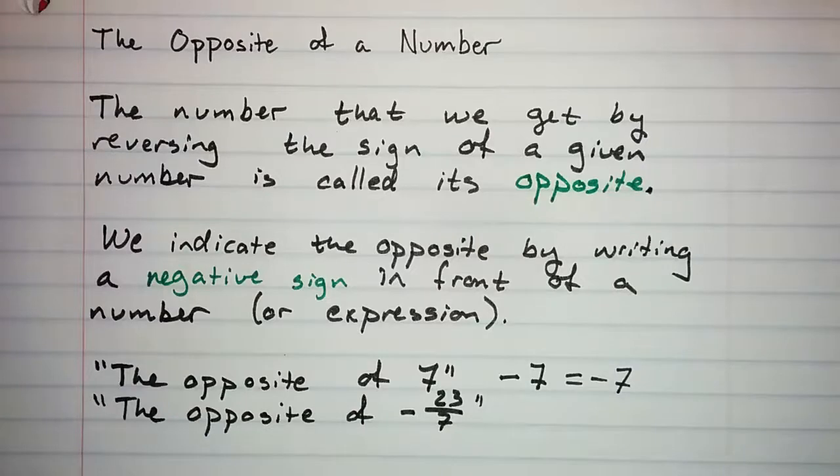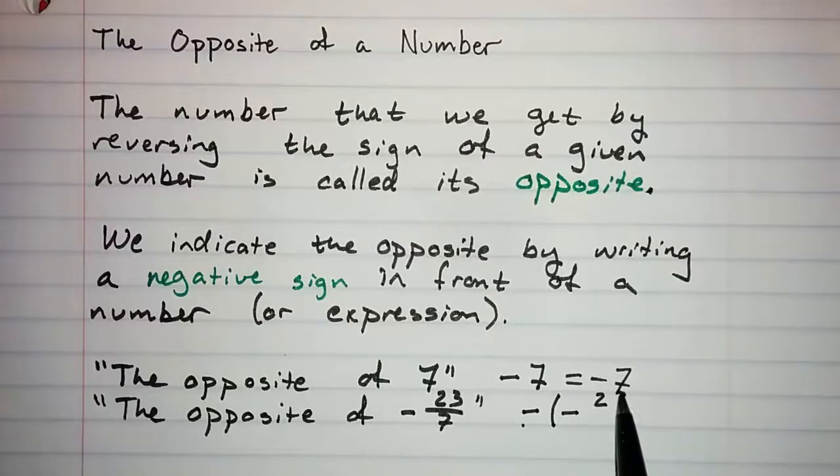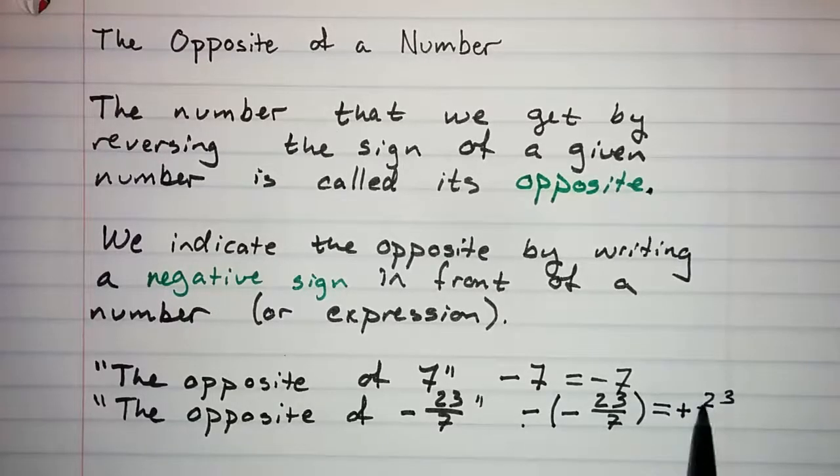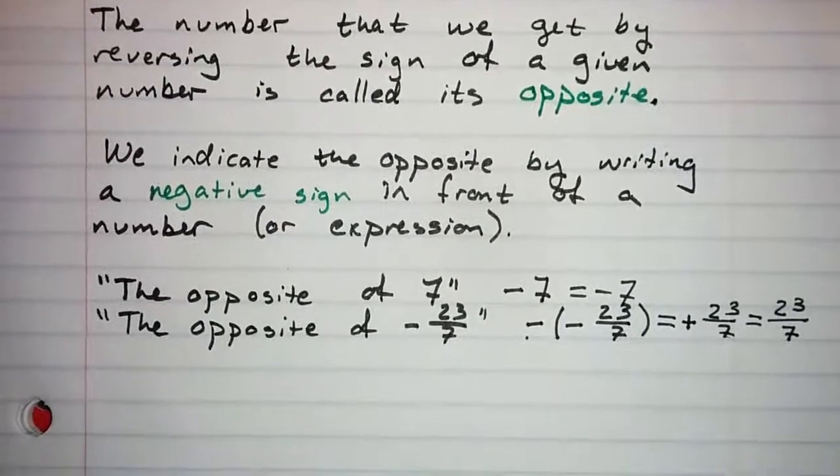What if I want to say the opposite of negative 23/7? I would write the opposite of negative 23/7. Again, that just says reverse the sign. So the opposite of the negative is positive 23/7. Or we don't need to write in the sign. We can just say 23/7.